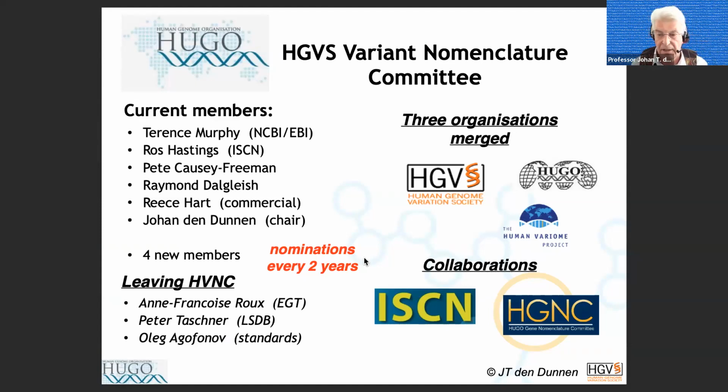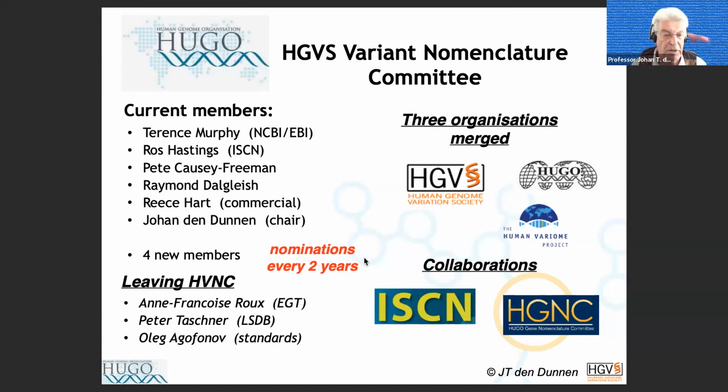The committee is collaborating with ISCN and HGNC, the Human Gene Nomenclature Committee. The collaboration with ISCN is, for instance, why one of the current members is Ross Hastings, who is the chair of the ISCN committee. And I am, as the chair of the HGVS Variant Nomenclature Committee, a member of the ISCN committee. The other members we have at the moment include Terence Murphy, who represents NCBI and EBI, so the big databases. Pete and Raymond Douglas are also members. Pete, you've heard earlier today, and Pete is working on the variant validator software, tools to help people try and test HGVS nomenclature.